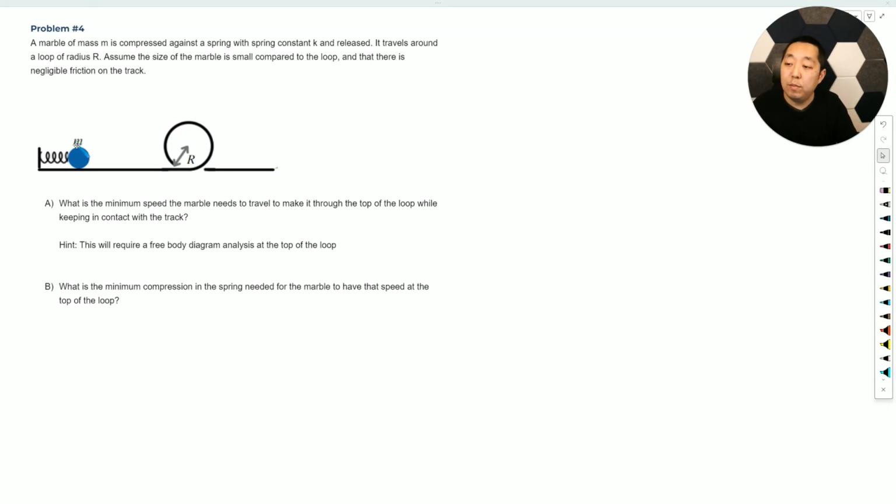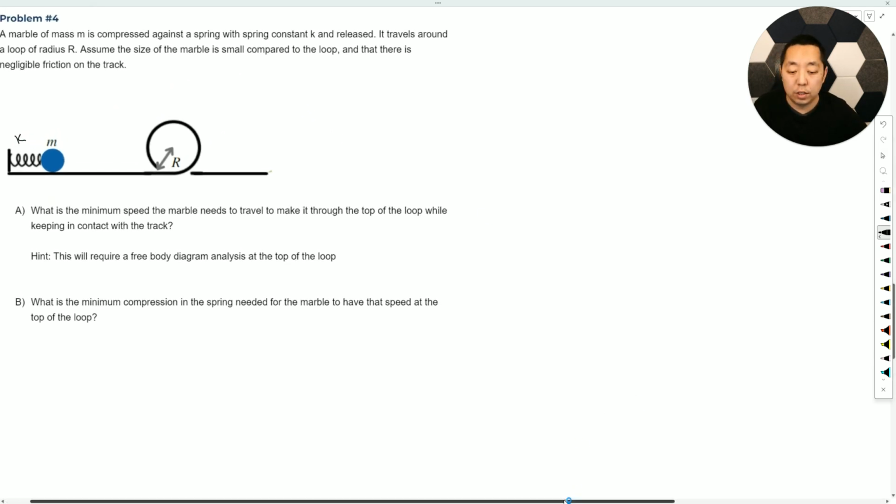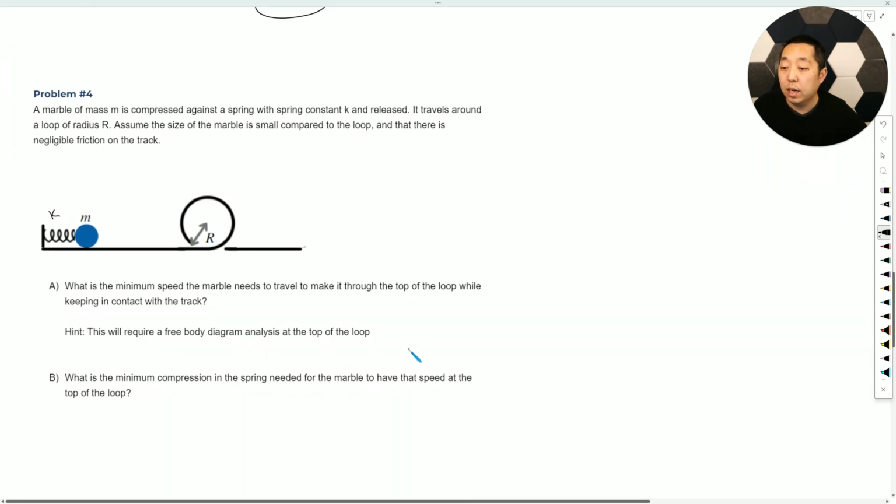So here we have this marble of mass m is compressed against a spring with spring constant k and released. It travels around a loop of radius r. Assume the size of the marble is small compared to the loop and that there's negligible friction on the track. What is the minimum speed that the marble needs to travel to make it through the top of the loop while keeping in contact with the track?